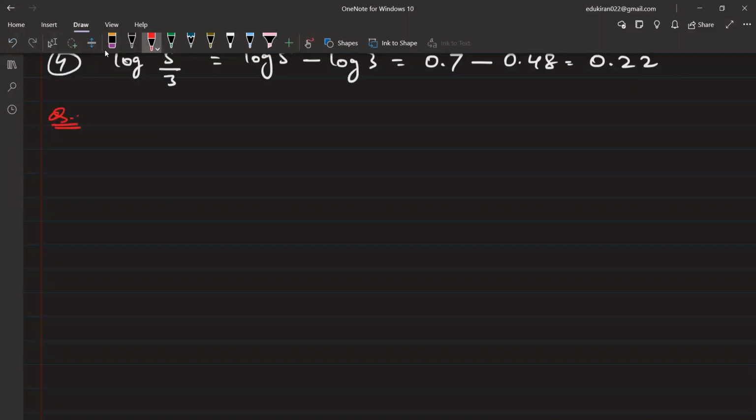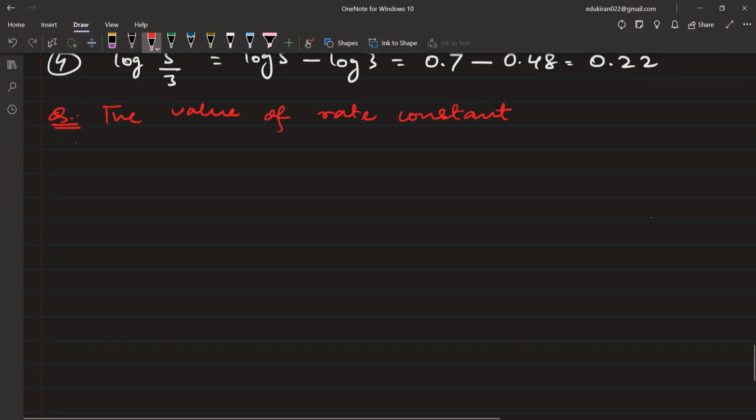Now the question is, the value of rate constant... अब किसी से पूछेंगे, what will be the unit of rate constant for first order, किसी को याद ही नहीं रहेगा. Can anyone tell me what is the unit for first order rate constant? First order rate constant, what is the unit? Sir, second inverse. Very very good, शाबाश.